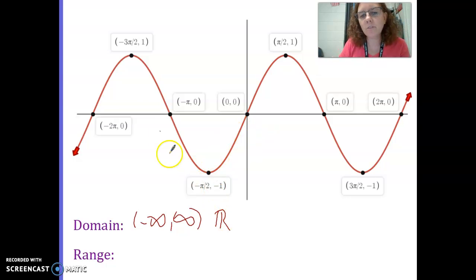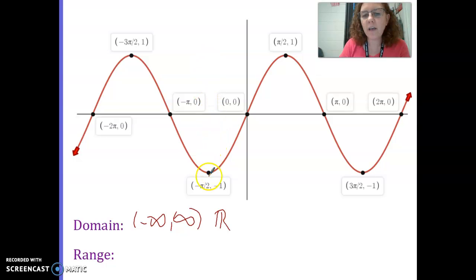Now, how about range? Look at what's happening at range. No matter how many times I go round and round and round the unit circle, I'm never going to be able to get past +1 or past -1. I'm in between +1 and -1 over and over and over again. So remember we said range is bottom to top. Always start with the smallest number and go up to the biggest.